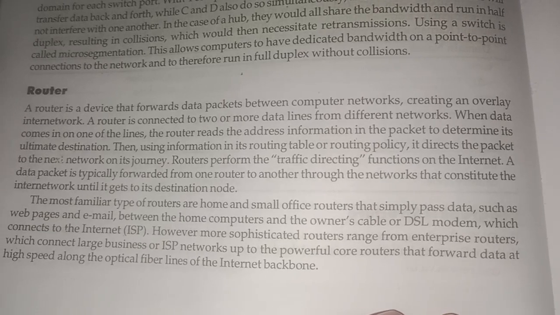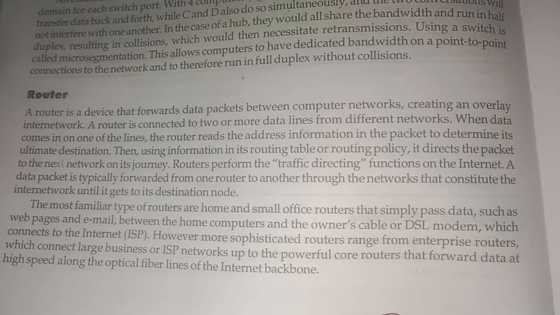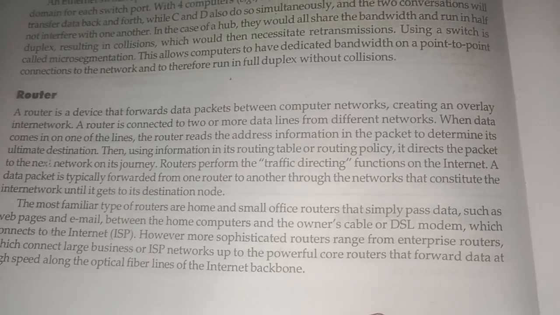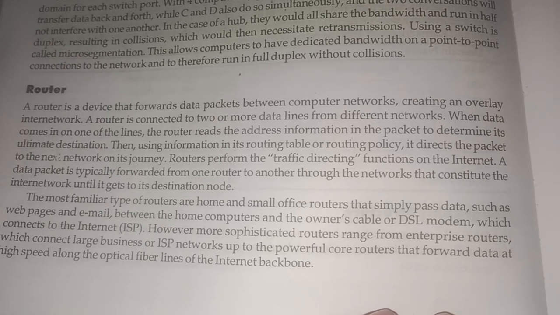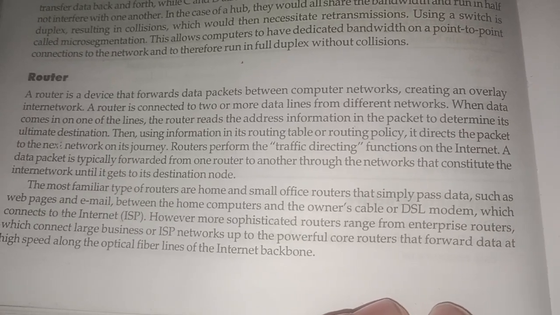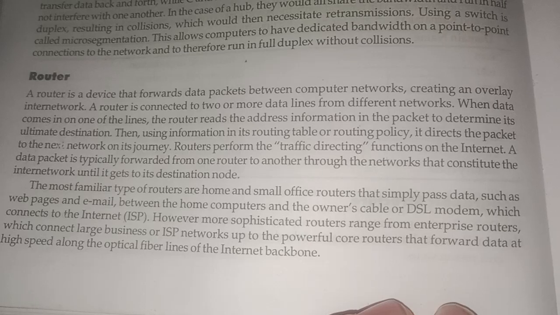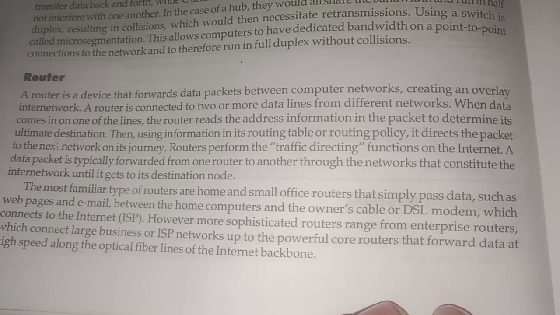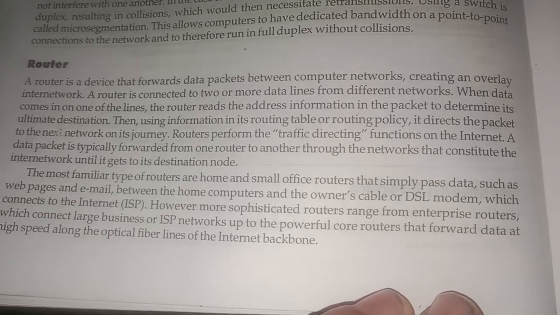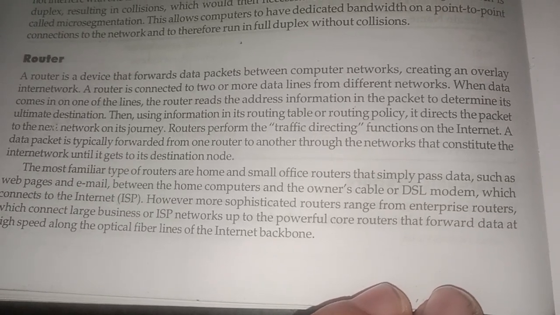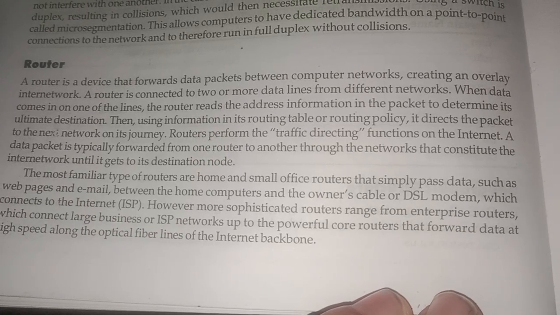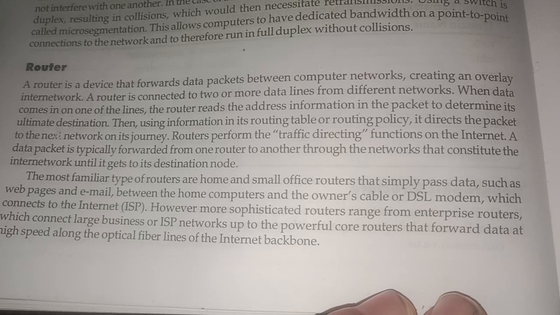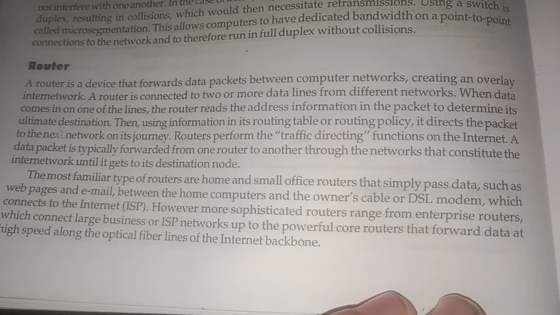When data comes in on one of the lines, the router reads the address information in the packet to determine its ultimate destination. Then, using information in its routing table or routing policy, it directs the packet to the next network on its journey.